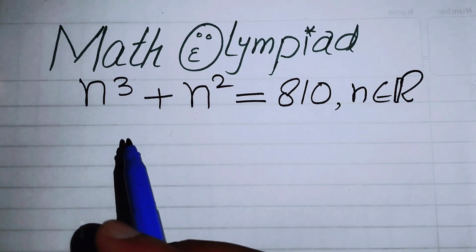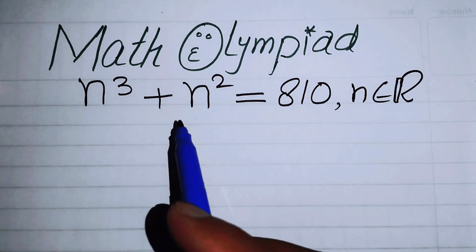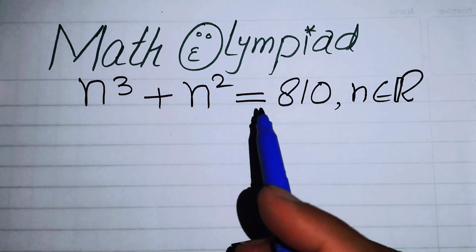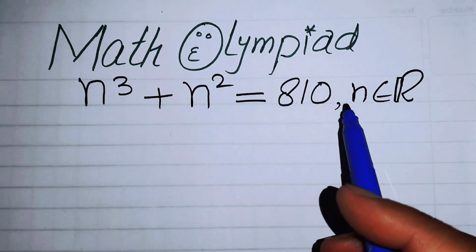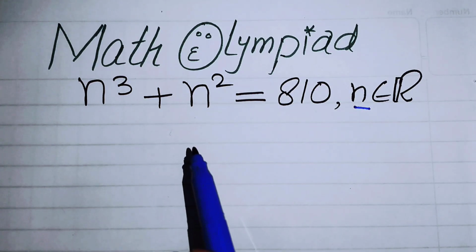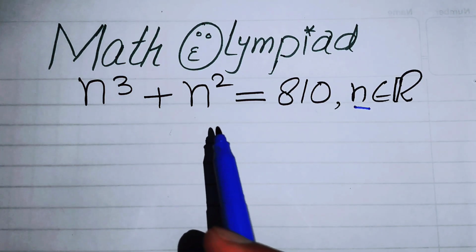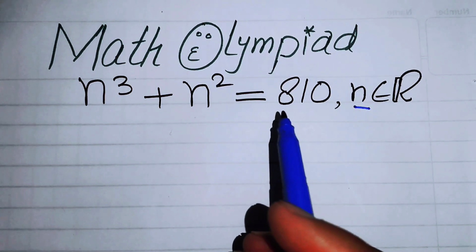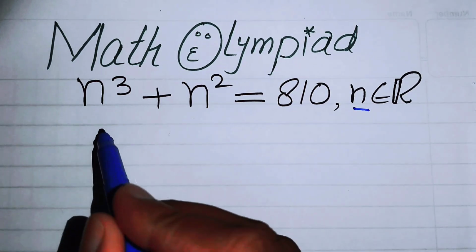In this video we are going to solve this nice algebra problem, and here we have n cubed plus n squared is equal to 810, and we will solve this problem for the real values of n. So in this question we will find only the real roots of this equation. So the very first thing we are going to do is focus on the right hand side.